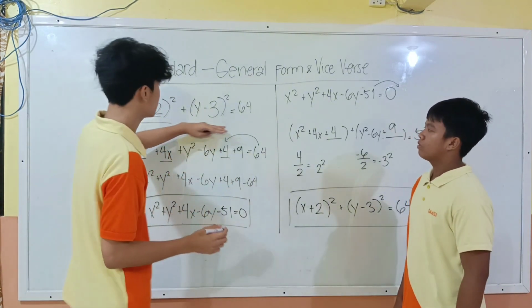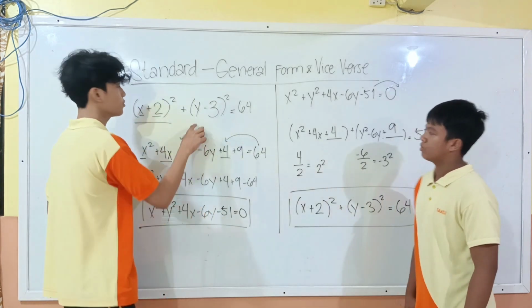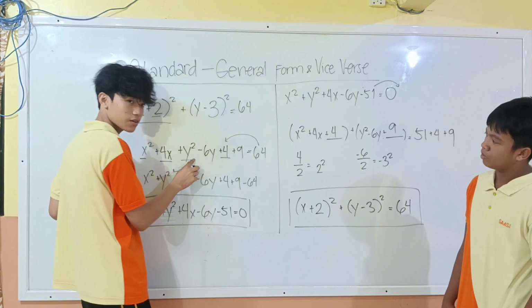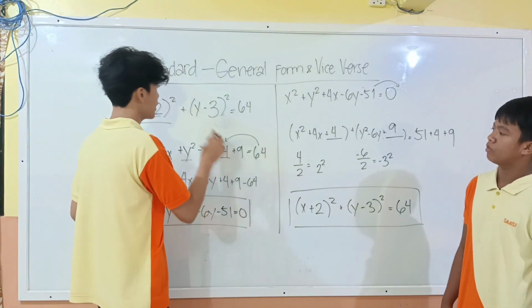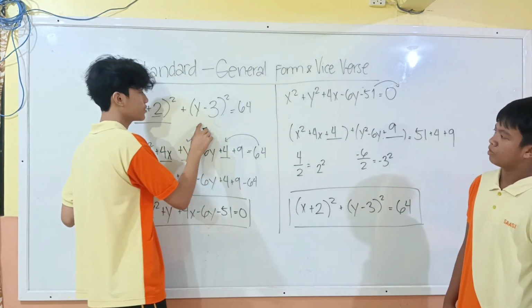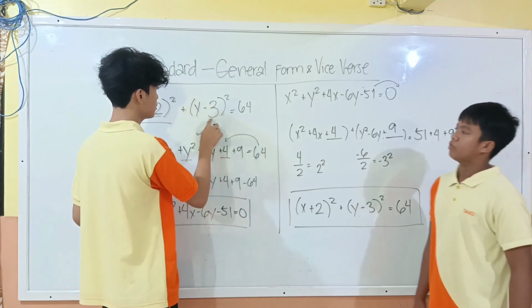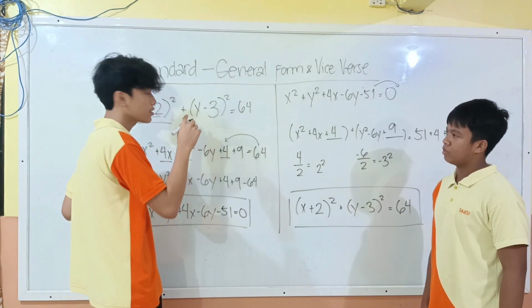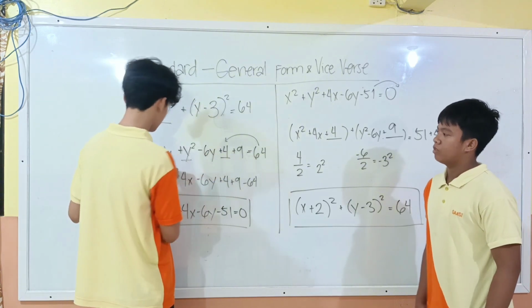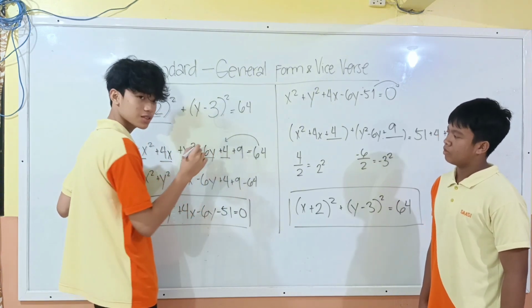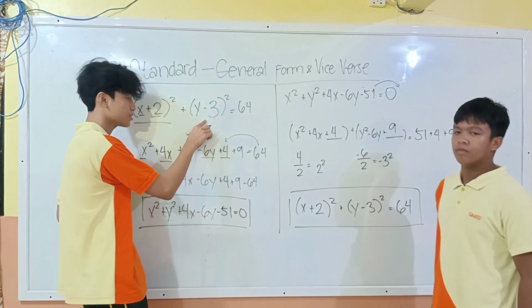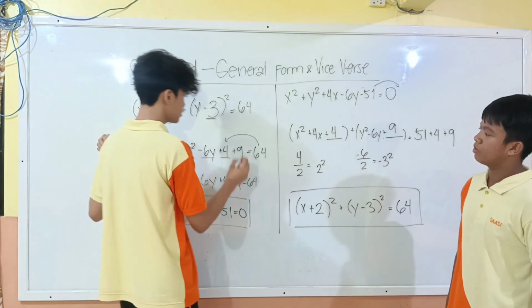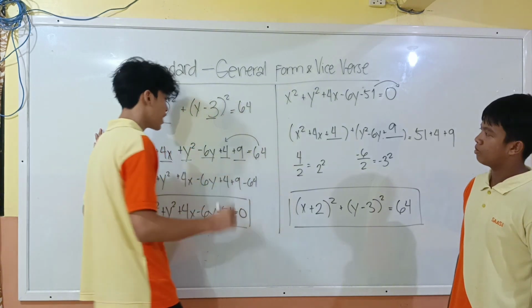And then we focus on the y group right here. So the first rule again, square the first term. Square the first term, we get y squared. And then we get twice the product of the first term and the second term. So 3 times y, we will get 3y. 3y times 2, we will get 6y or negative 6y. That's the value right here is negative. And then for the last rule, we square the second term. Square negative 3, we will get positive 9.